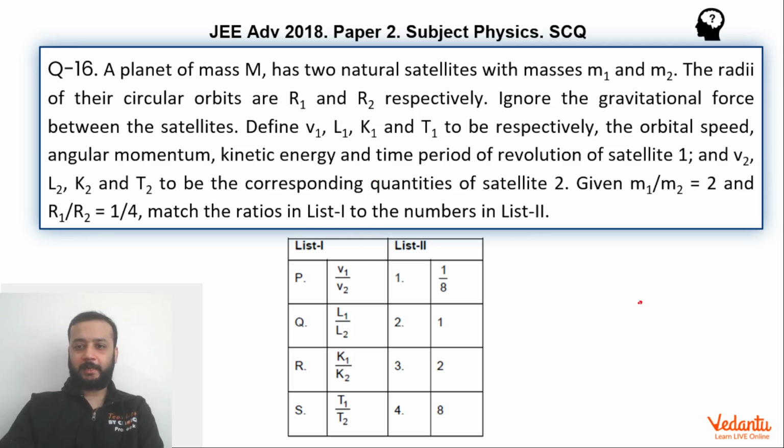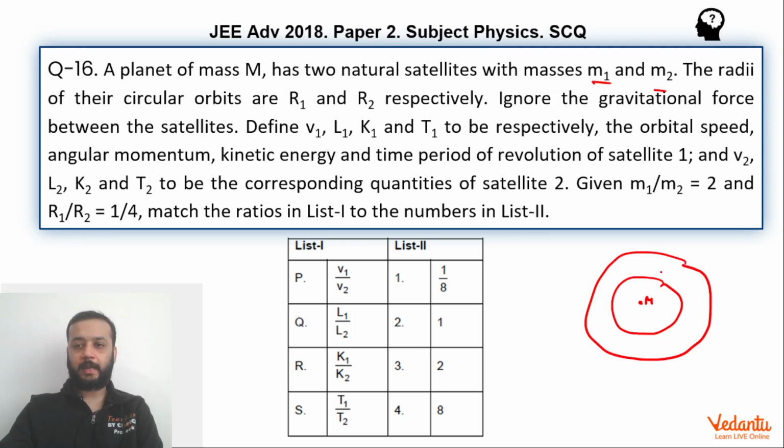Basically, there's a planet of mass M. Now there are two satellites of masses m1 and m2 which are revolving in the respective radius of r1 and r2 in circular orbits. The satellite at r1 has mass m1 and the r2 satellite has mass m2. We have to neglect the gravitational interaction between m1 and m2. So basically only capital M will be applying the force on m1 and only capital M will be applying the force on m2.